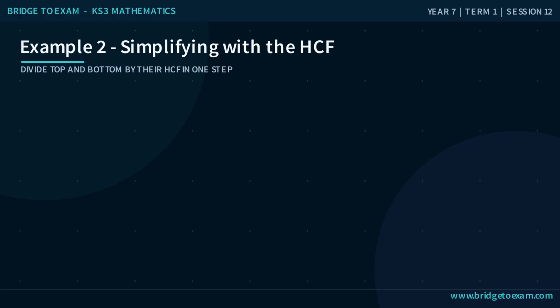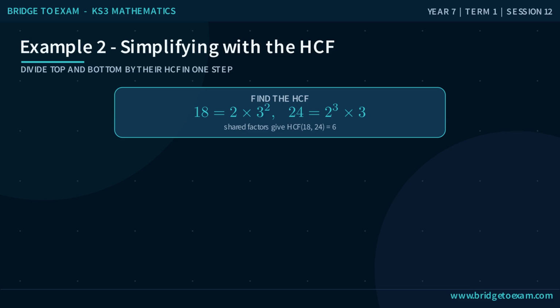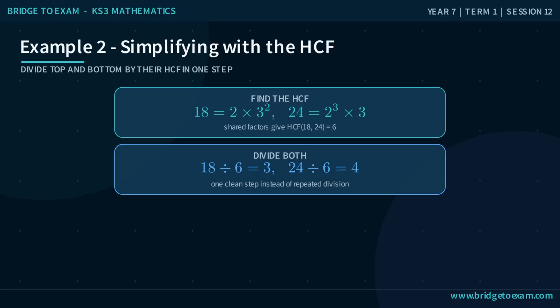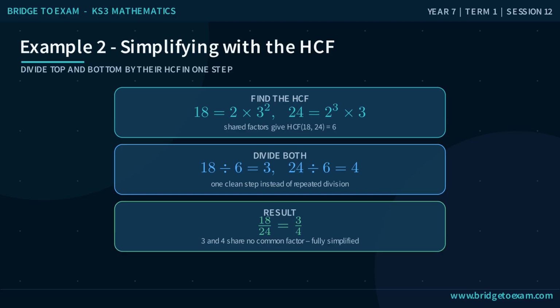Now let's simplify a fraction the fast way. 18/24. Find the HCF of 18 and 24 first. 18 is 2 times 3 squared, 24 is 2 cubed times 3, so the shared factors give an HCF of 6. Divide both numbers by that HCF in one clean step. 18 divided by 6 is 3, and 24 divided by 6 is 4. So 18/24 simplifies to 3/4, and since 3 and 4 share no common factor, we're done.